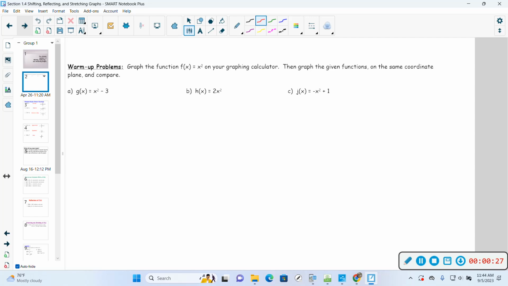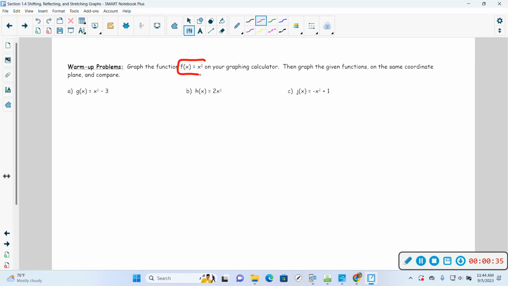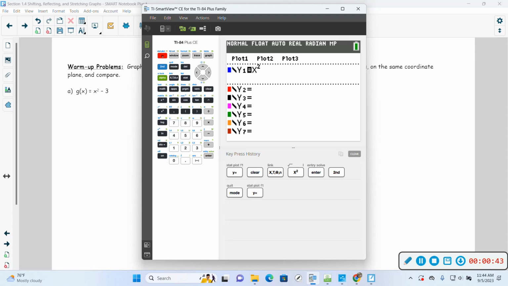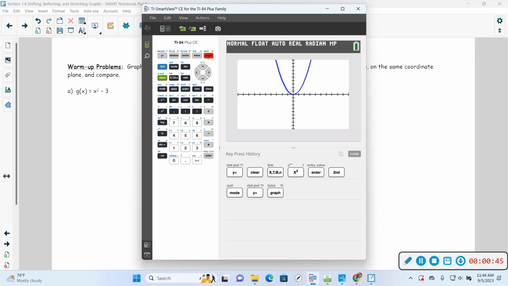Graph the function f of x equals x squared on your graphing calculator, and then we're going to graph these other functions and compare them. We should all recognize f of x equals x squared as our quadratic, our parent function, our plain old boring parabola. I'm just going to hit graph and take a look at it. Of course, 0 squared is 0, 1 squared is 1, 2 squared is 4.